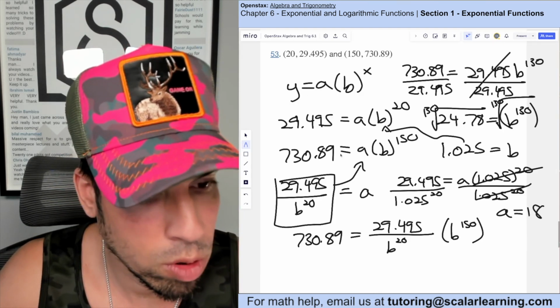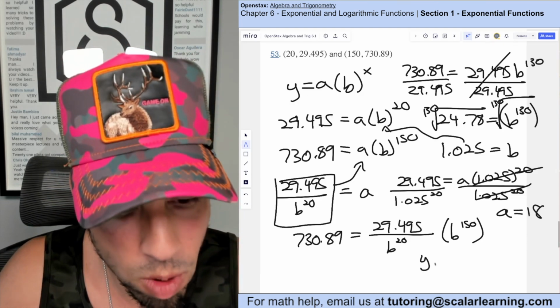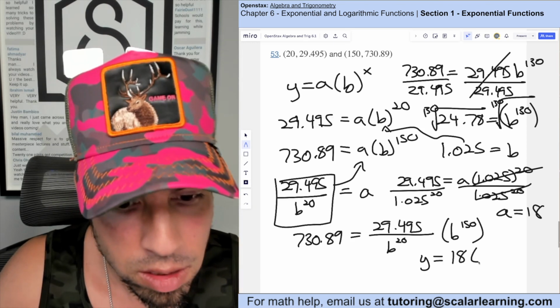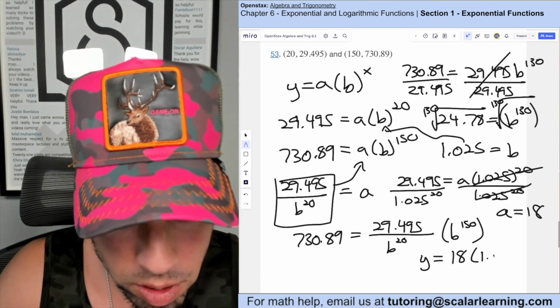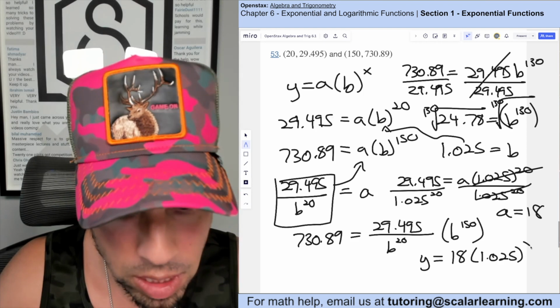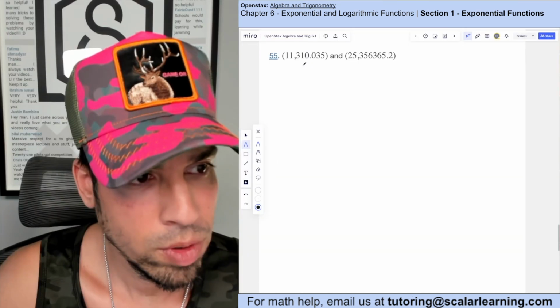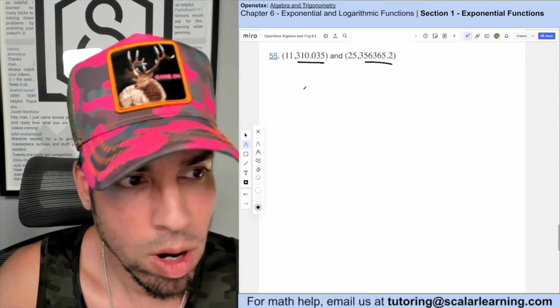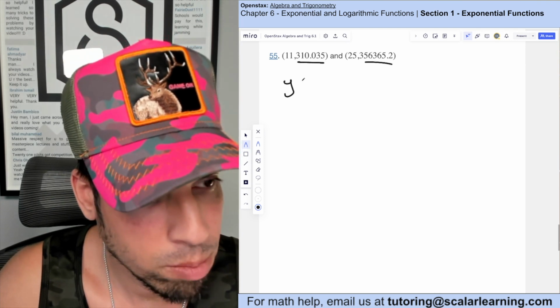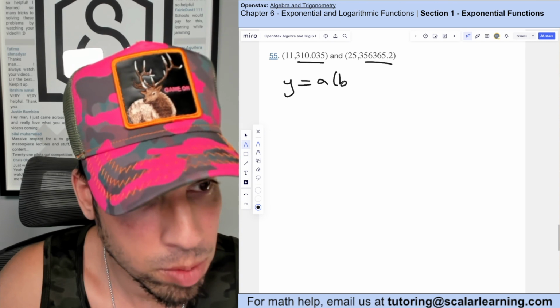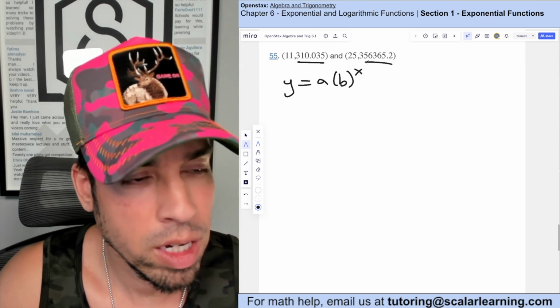So now coming back to our original, if we want to write it out, we'd say y equals 18 times b, which is 1.025 to the x power, and done. So for this one, we got some interesting values for the y values. But anyways, we're going to start with that same premise. Y equals a times b to the x. And then we got two different situations.